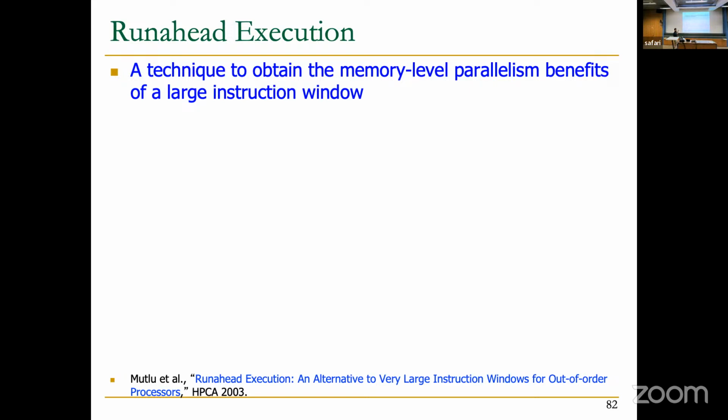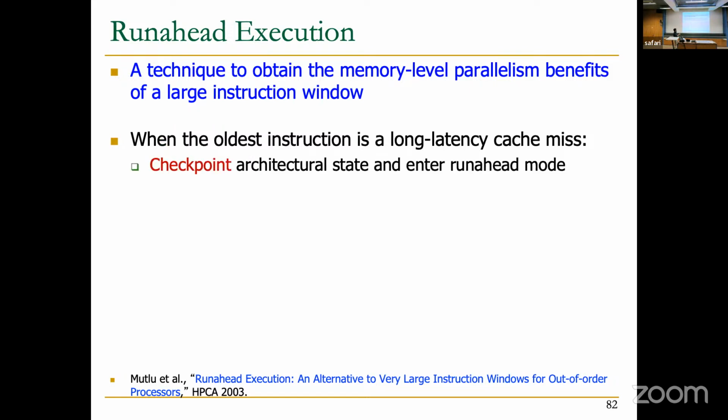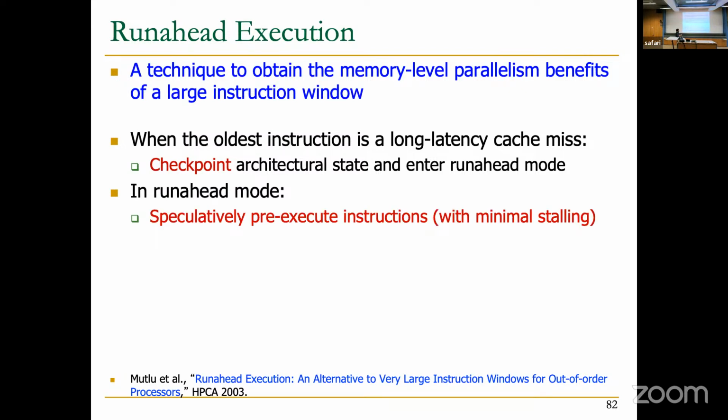You can see where they are coming from. Right? So the key idea here is the following: when the oldest instruction is a long latency cache miss, you checkpoint the architectural state and you enter into a run-ahead mode. This run-ahead mode is entirely speculative. The whole goal of the run-ahead mode is to speculatively pre-execute instructions with as little stalling as possible. And the entire purpose of this pre-execution is to generate prefetch requests.